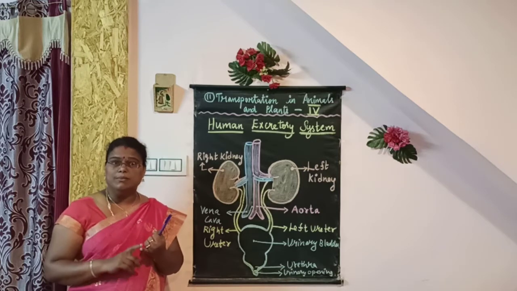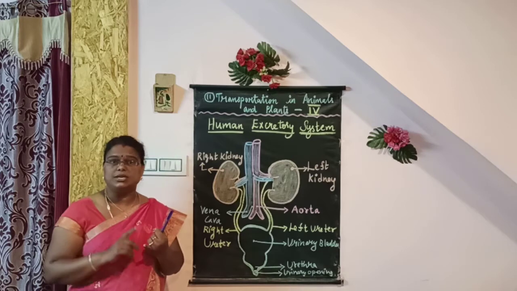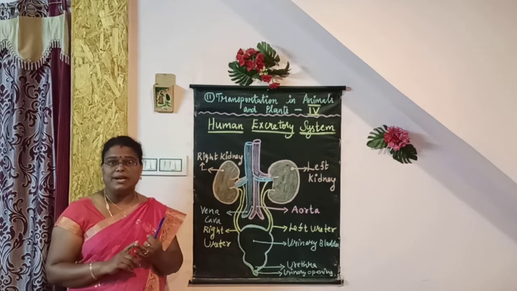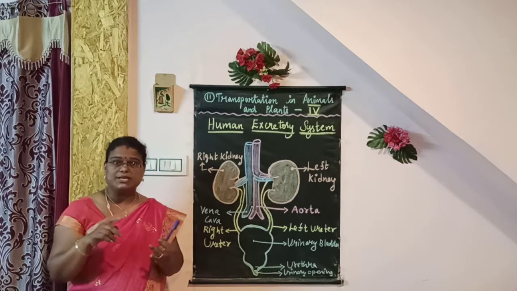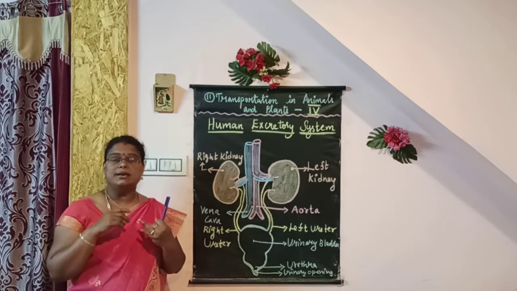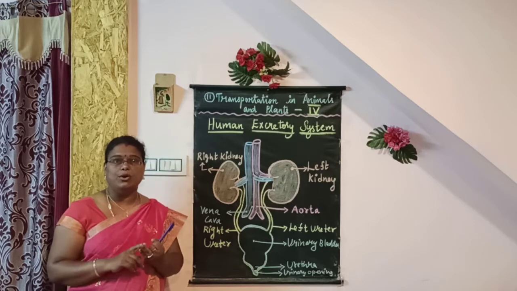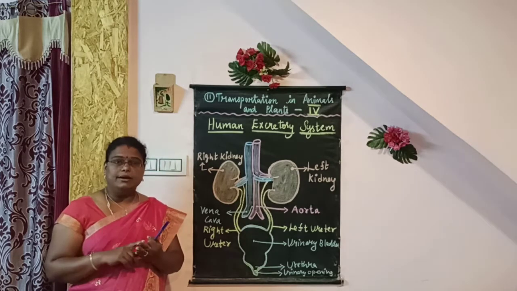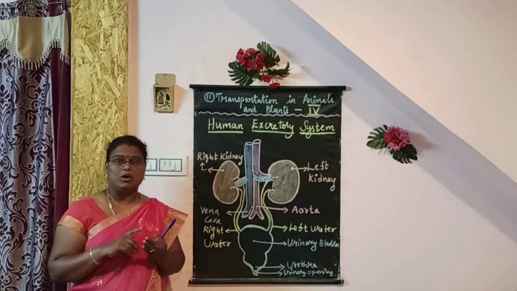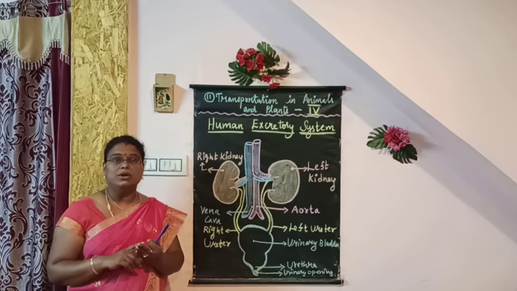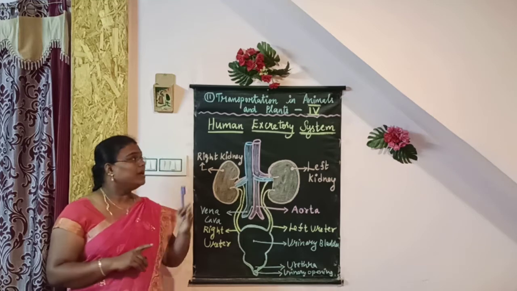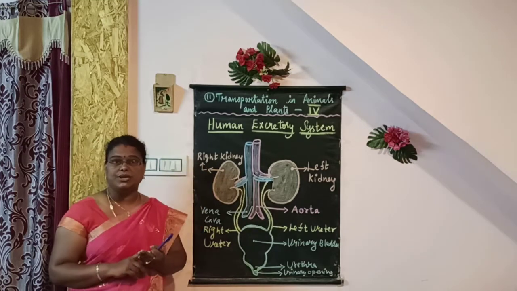Carbon dioxide is removed from the body through gaseous exchange, that is by the lungs. Undigested food materials are collected by the large intestine and excreted through the anus at the end of digestion. And the toxic or poisonous substance which is harmful to our body, mainly urea, is excreted by the urinary system or human excretory system.